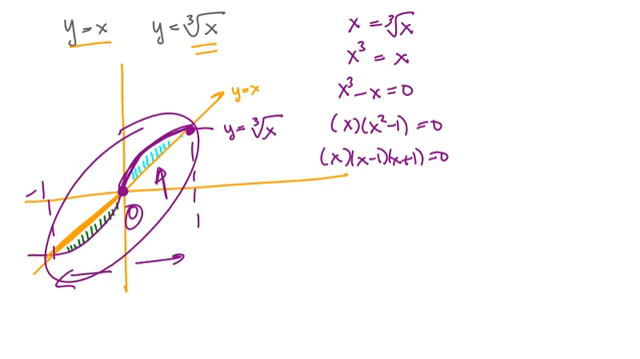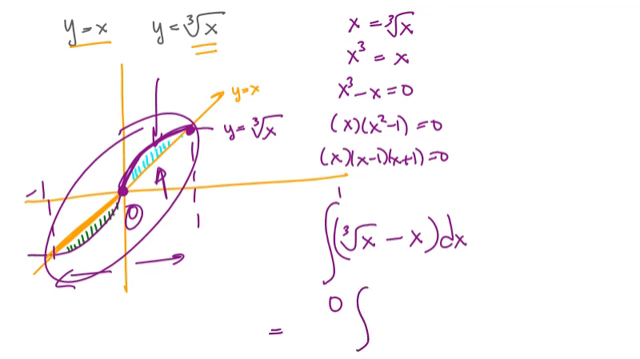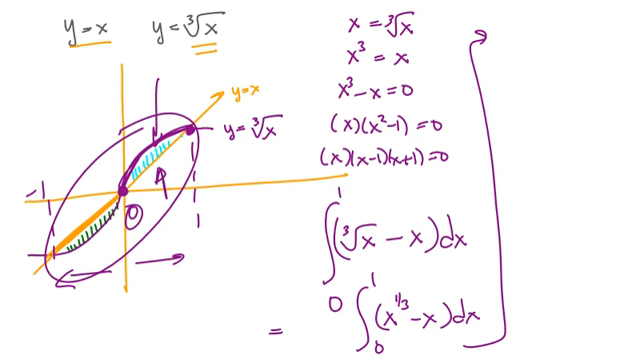So I am going to integrate, since I'm only finding the area of the light blue, the one on top is the cube root function, and I'm going to subtract the straight line, and I'm going to go from 0 to 1. So before I integrate, I'm going to write this as an exponent, and now I'm going to integrate.